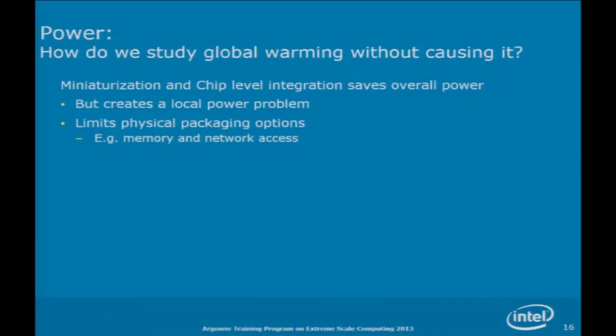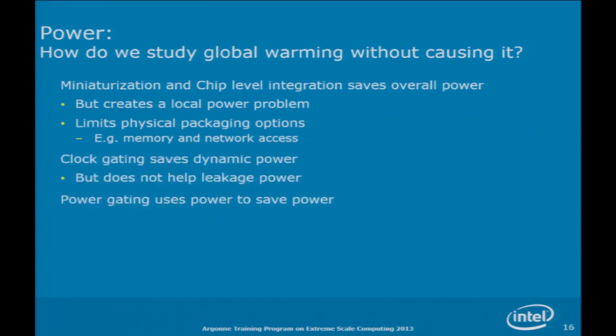Miniaturization and chip-level integration saves a lot of power. It also creates a local power problem or cooling problem. It limits physical packaging options, e.g. memory, and makes memory access and network access harder. Clock gating says when you don't do something, at least turn off the clocks. With CMOS, that actually saves a lot of power, but it saves the dynamic or active power, and it still leaves you with leakage power, which is roughly a quarter of the total power.